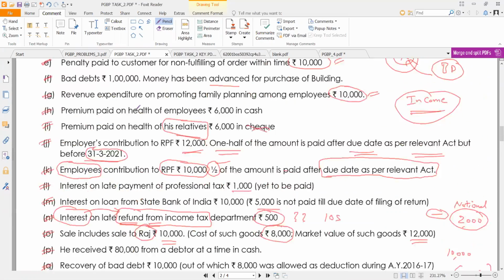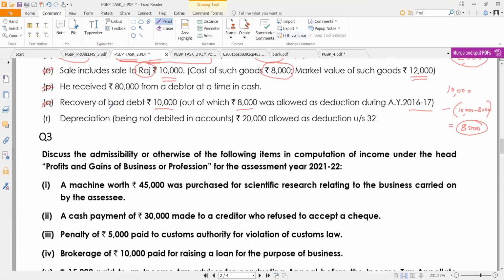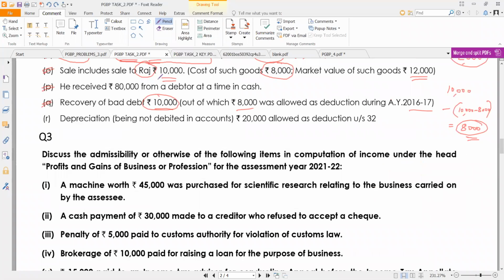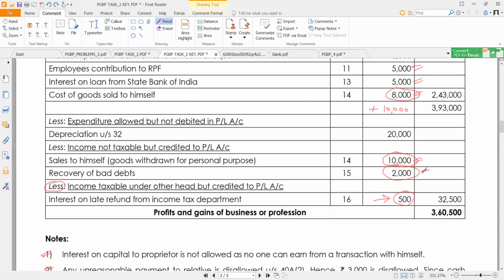Which is there already, included in the P&L account credit side maybe. So already 10,000 is included in the P&L. But how much is supposed to be taxable is only 8,000. That means how much has to be reduced from the income is 2,000. So that is the less item, a reduction. Because all these things given in the points are already part of the P&L. So this 10,000 would have been already credited to the P&L. Ideally, only 8,000 is taxable. So this is the formula once again: 8,000 is taxable, 10,000 credited to P&L, so 2,000 has to be reduced from that. So that is this point. That's all. And anything else?